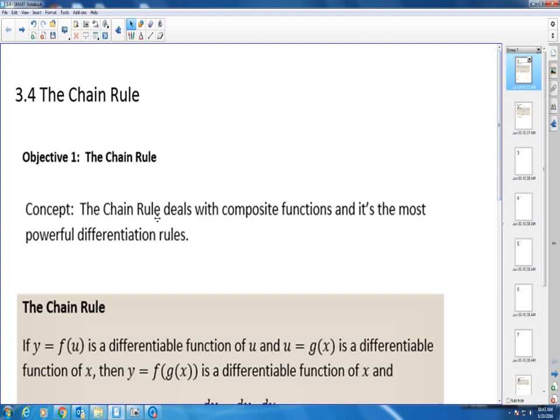Today we're going to talk about what we so-call the chain rule. This rule is really used to deal with composite functions, and it's one of our most powerful differentiation rules compared to the other ones that we have.